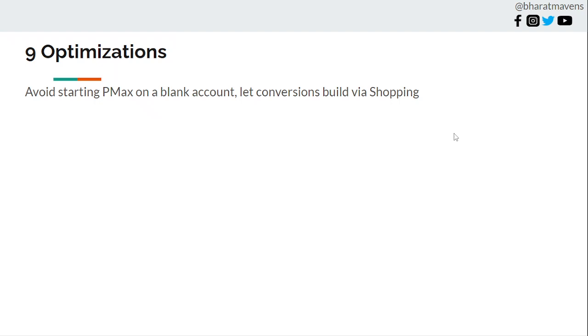So we recommend that if the budget is not there, if the budget is not in excess, then don't run the PMax campaign. Instead, start with the shopping campaign, build it out in the best sellers category, then transition to a PMax campaign when you have some data, at least 30 conversions per month.